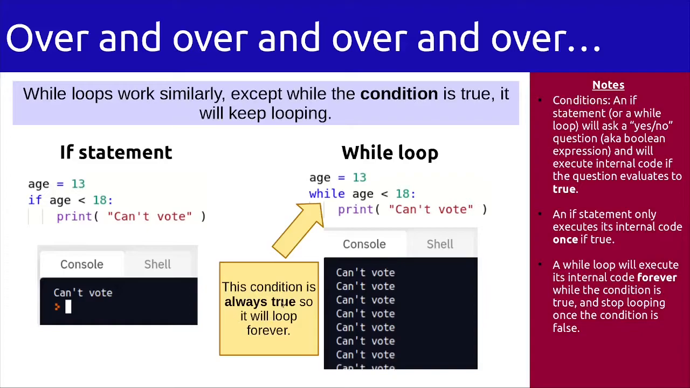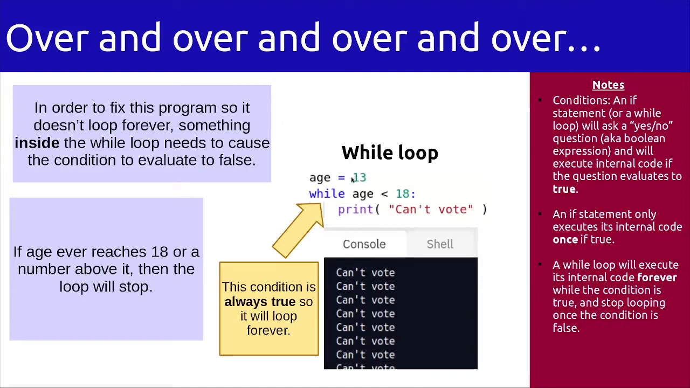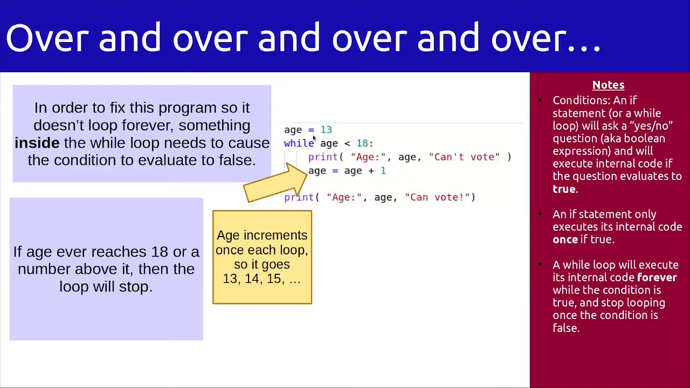So the condition is always true, so this will loop forever. In order to fix this, we'll need to have some code inside of here that will eventually make age no longer less than 18. If we can get age to reach 18 or something above it, we will not be stuck in an infinite loop anymore. So if we modify this so that we start at 13, and each age, we display the age, can't vote, and we add 1 to the age each time, then eventually we'll get from 13 to 18, and eventually we'll get down here and exit the while loop to where we can vote. So it'll go 13, 14, 15, 16, 17, 18, and it will stop there.